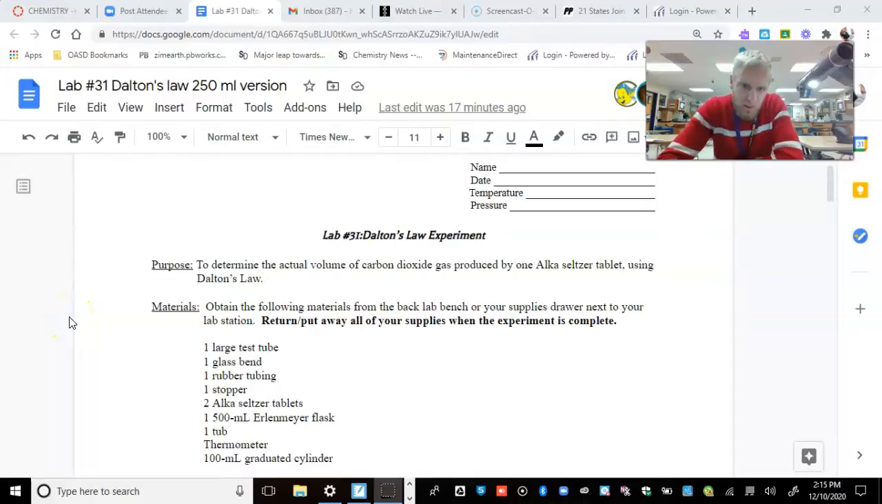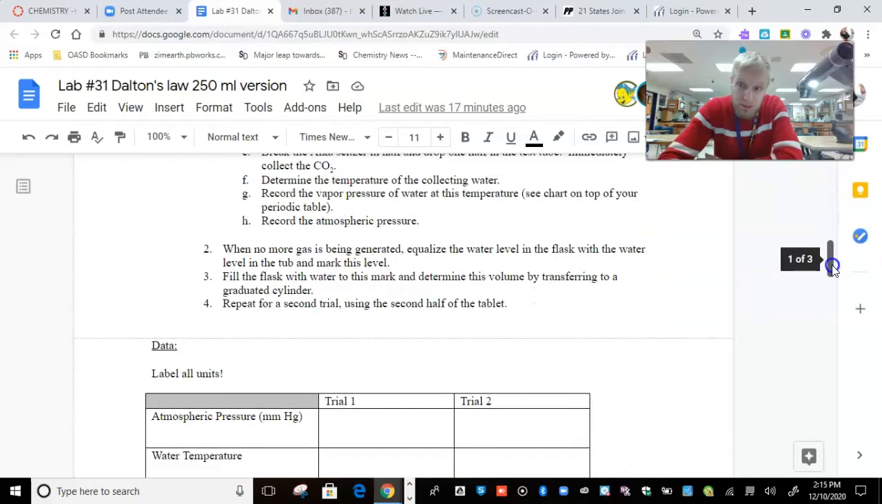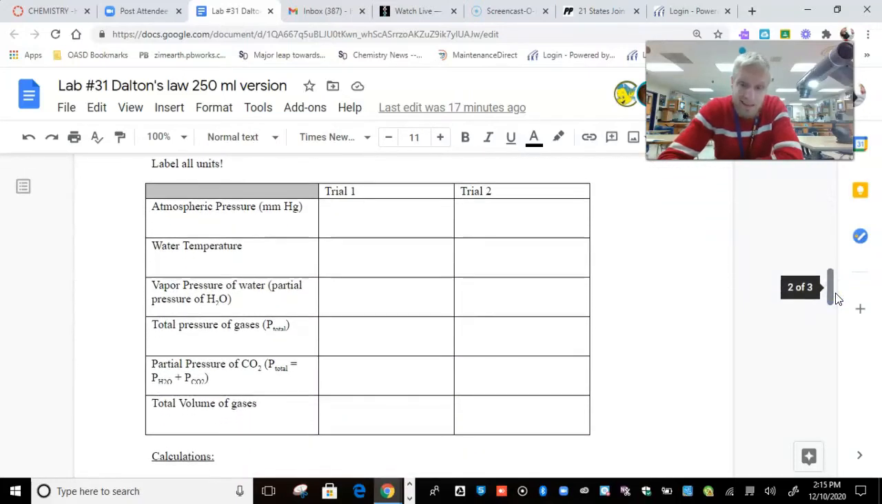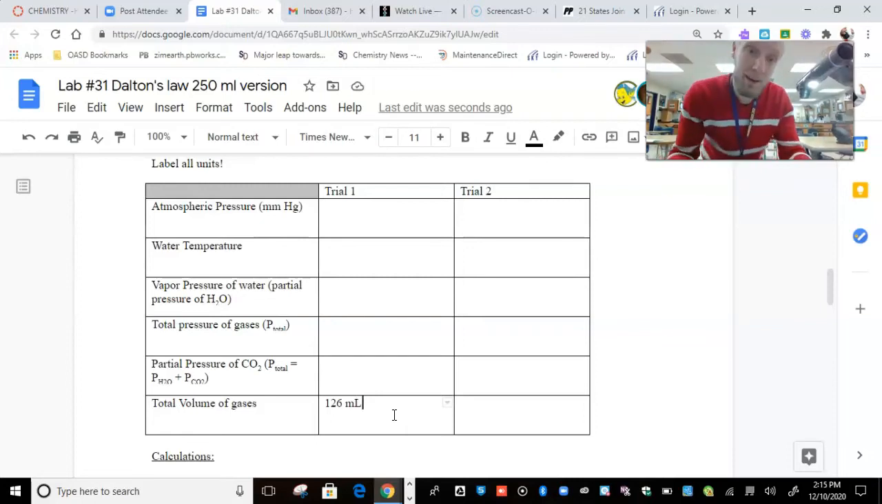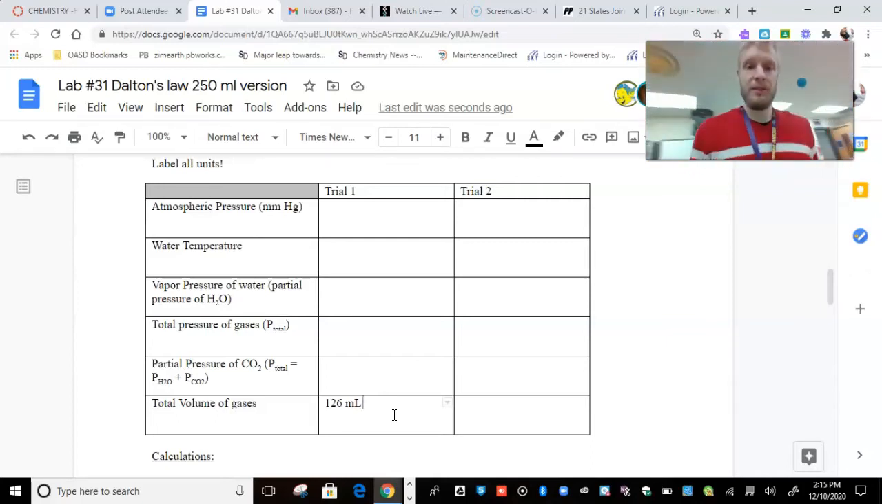All right, guys. What we're doing is, this is lab number 31. Here's all the directions. We just did the lab. So here's where we're going to put our data down. 126, that's the magic number. 126 milliliters. And I just realized we didn't take the temperature of the water. So why don't we go back there and do that while we plug in some of these numbers.